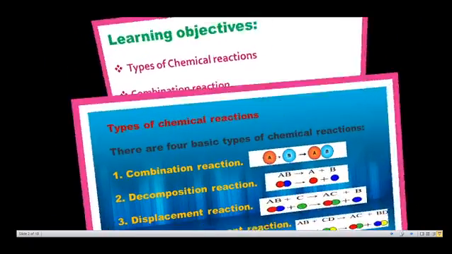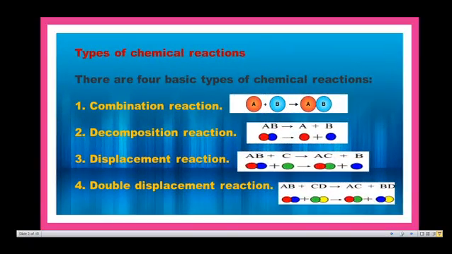First one, different types of chemical reactions. There are four basic types of chemical reactions. There are combination reaction, decomposition reaction, displacement reaction, and double displacement reaction. Let me discuss one by one.